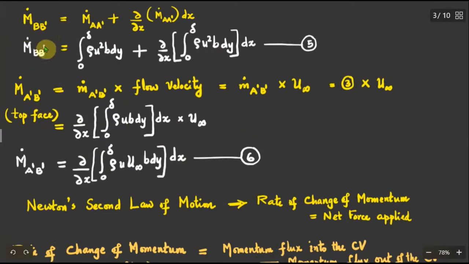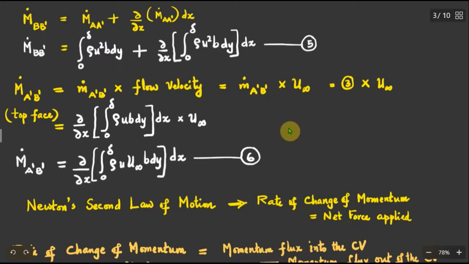That's what we are going to do next. So this is that idea. Momentum flux through B dash will be equal to momentum flux through A dash plus dou by dou x of momentum flux through A dash over the length dx. Momentum flux through A dash, we already found out: integral 0 to delta rho u square b dy. Now that plus dou by dou x of the same momentum flux, integral 0 to delta rho u square into b dy, over the infinitesimal distance dx. So now we got the momentum flux through the right side face also. Let it be equation number 5.